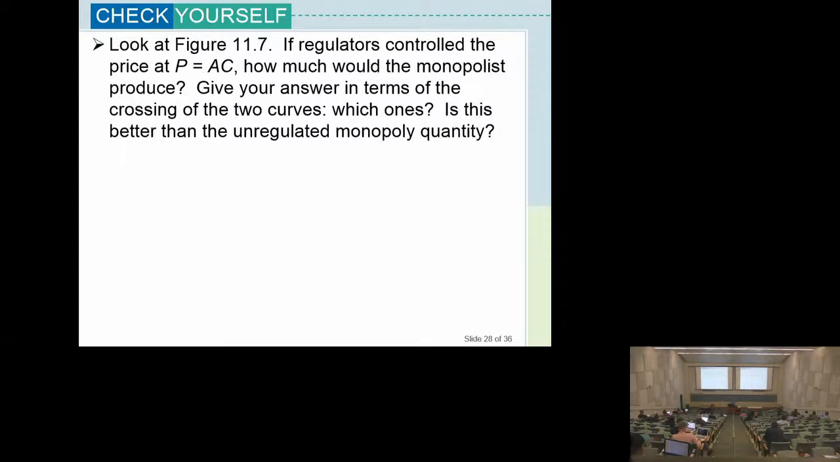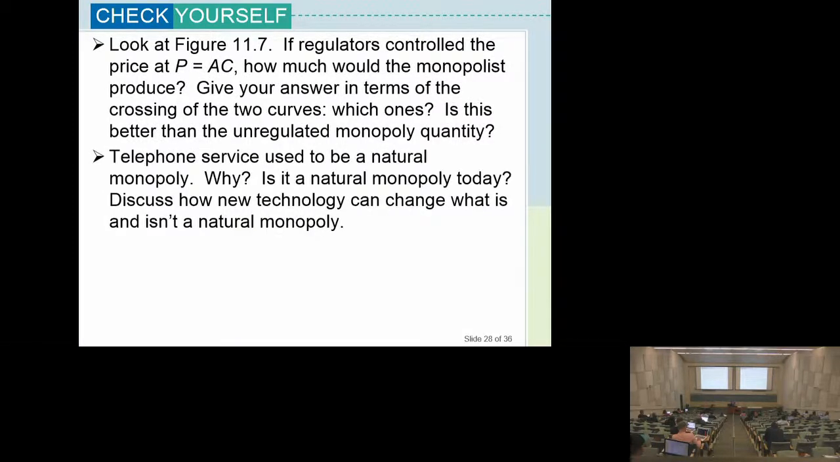All right, so high fixed costs are the main reason that there are natural monopolies like telephone service, which used to be a natural monopoly, no longer is, because now it's easier to move that data along, but some things still are, like electricity transmission, city water. Those are typically still natural monopolies.